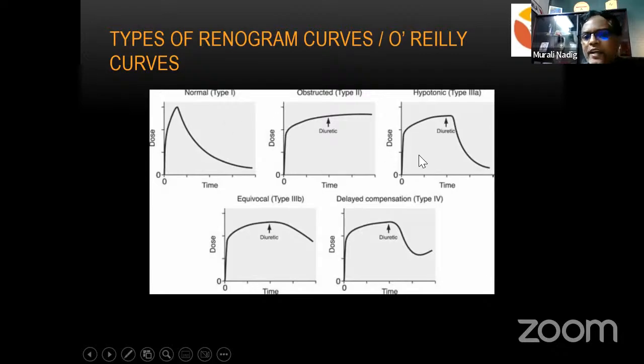This is basically done in F plus 15. So this is a normal curve. This is a classical obstructive curve where after the initial peaking, there is progressive upsloping. In case of a redundant collecting system, but non-obstructed, after diuretic injection, there is prompt clearance. And in equivocal type 3B, again after diuresis there is no prompt clearance, but there is a slow clearance. And delayed compensation is another type of curve where there is initial clearance, but subsequently again there is filling.